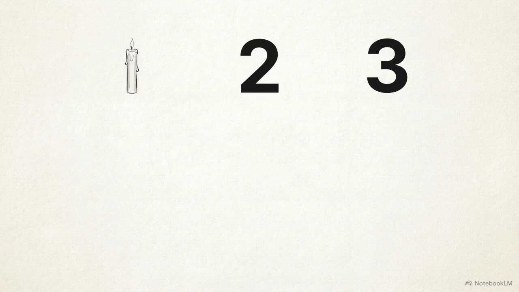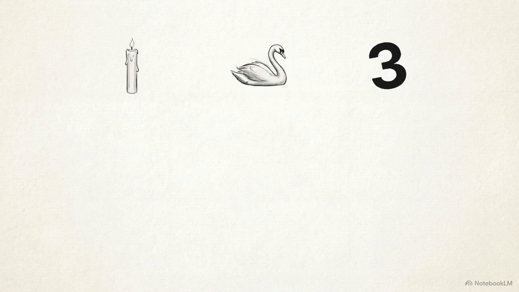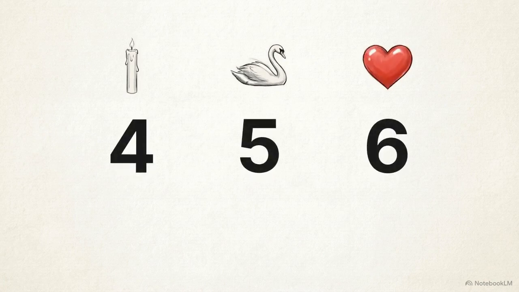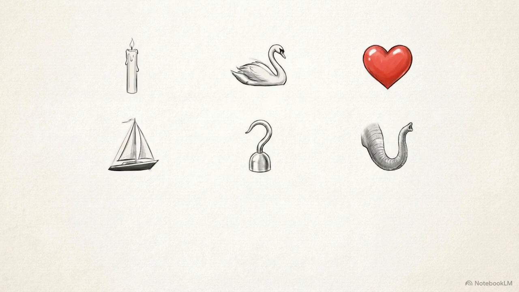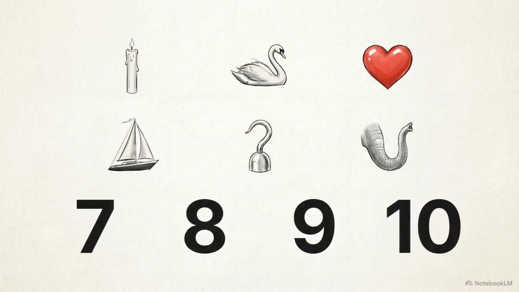The curve of the number 2 becomes the neck of a swan, and the top curves of a 3 turn sideways to form a love heart. For the next set, the angled lines of a 4 become the sails of a yacht. The bottom curve of a 5 is a sharp metal hook, and the looping bottom of a 6 is an elephant trunk. Finally, the straight drop of a 7 is a walking stick.